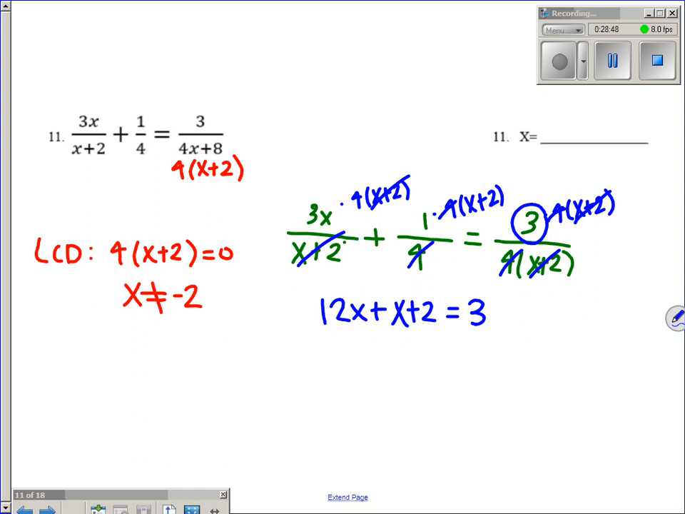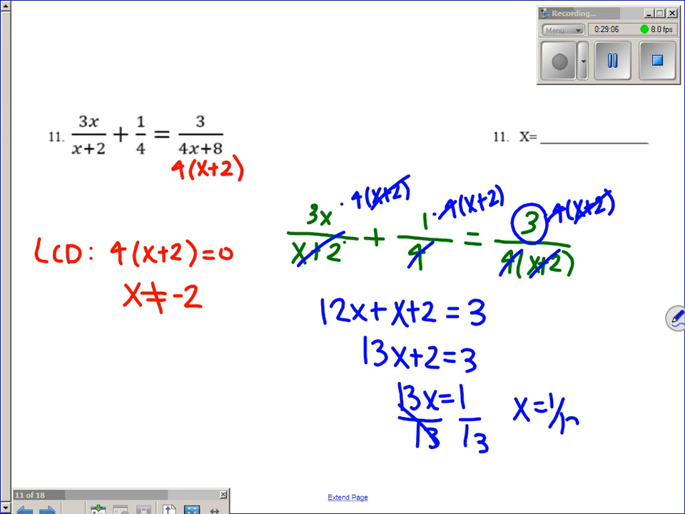And at this point, you're just simplifying and solving for x. So 12x plus x is 13x. Subtract your 2, you get 13x equals 1. And divide by 13. So x equals 1 over 13.